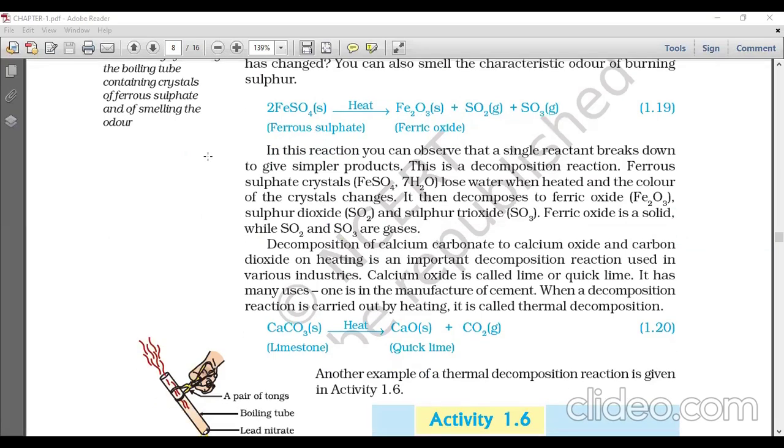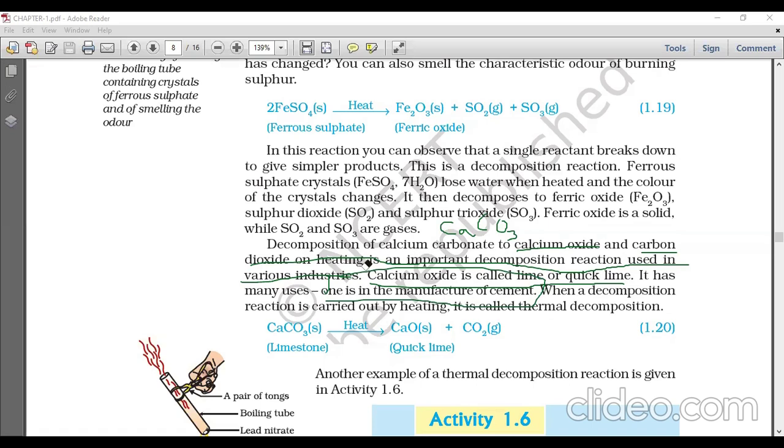And decomposition of calcium carbonate, CaCO3. If you heat calcium carbonate, it gives calcium oxide and carbon dioxide. On heating, it is also an important decomposition reaction used in various industries. Calcium oxide is also called lime or quicklime. We have already learned that in the previous topic. It has many uses. It is also used in the manufacturing of cement. Very important, all this comes under MCQs.